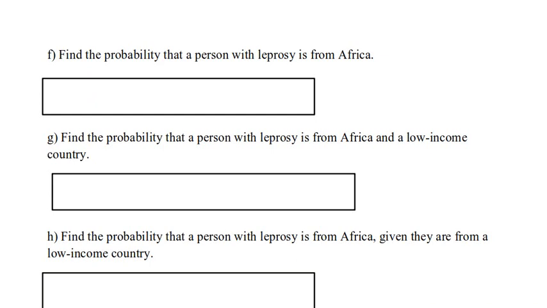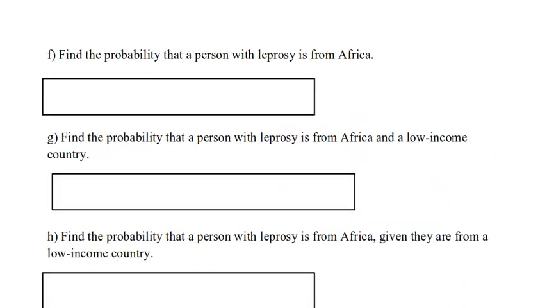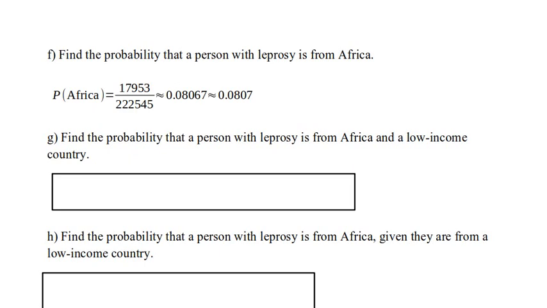Find the probability that a person with leprosy is from Africa. So we look again at that chart. So we're saying among all the folks afflicted with leprosy, what is the probability that they're from Africa? So we pick out the African total, and we divide that by the total of all folks suffering from leprosy.